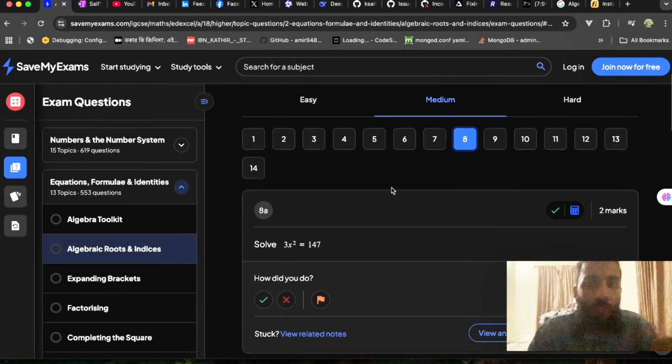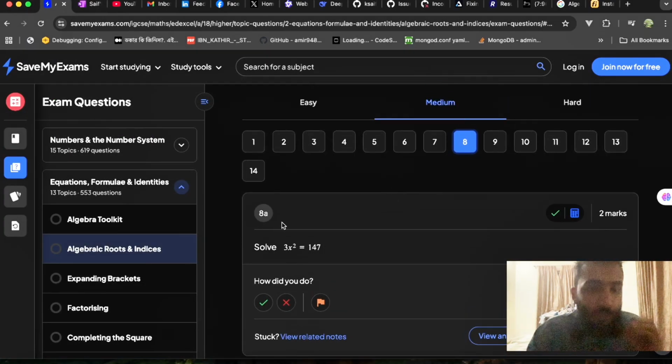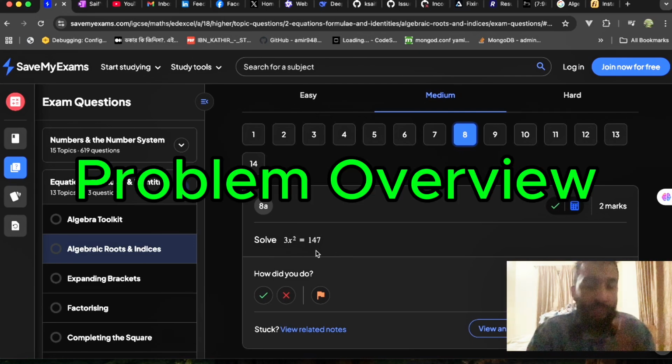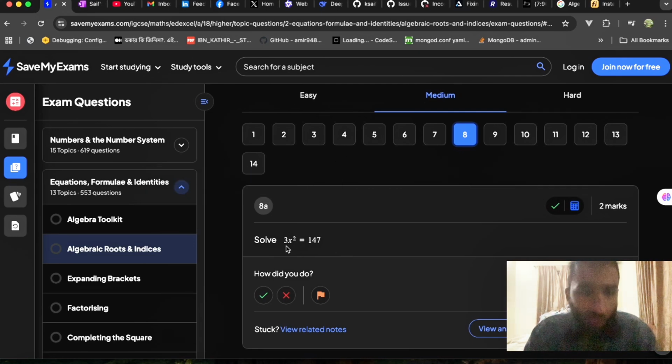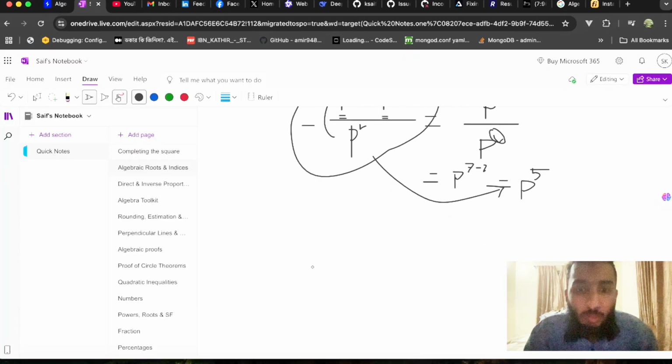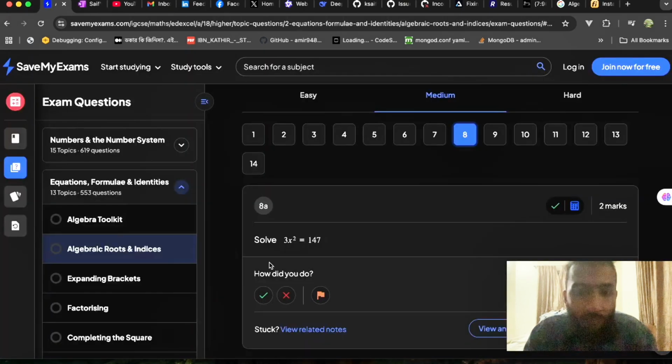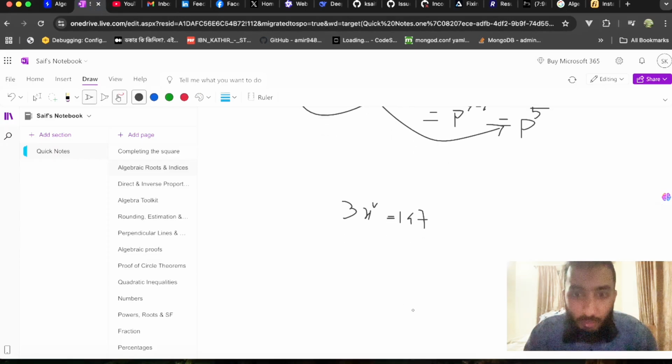So if I now focus on problem number 8, and specifically the first part, which is 8a, there's an equation given. It's not an expression, rather an equation. So you have to solve this equation, 3x square equals 147, where x is a variable. This is the equation given. So 3x square equals 147, and you have to figure out the value of x. You have to solve this equation.